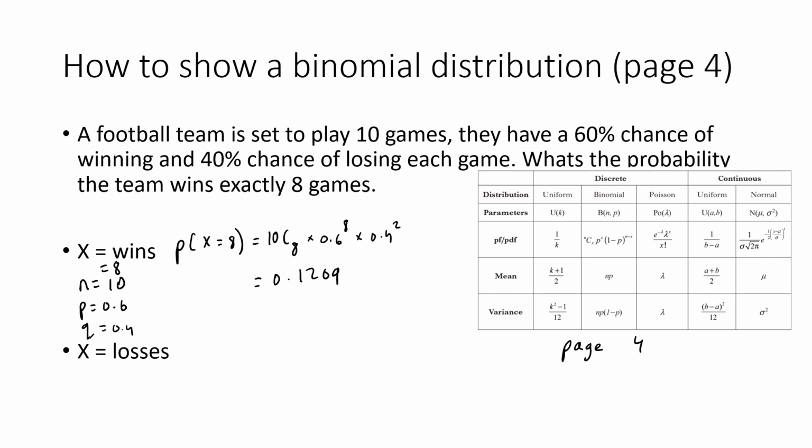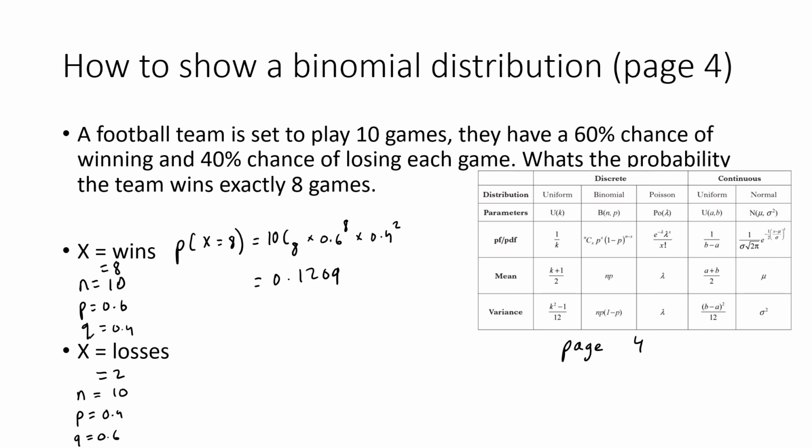Now, there's another way of doing this. Instead of saying X is the number of wins, we want it to be the number of losses. So let's not look at the team winning exactly 8 games. We can look at the team losing exactly 2 games. That would mean X is equal to 2. N would remain the same, N is still 10, the number of trials. P would change though. P is the chance of X happening. That's 0.4 for us. If P is 0.4, Q is 0.6.